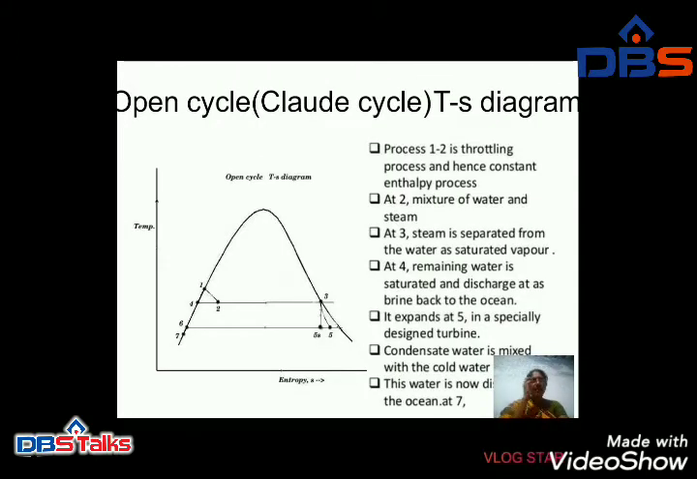In this TS diagram, when you observe, there are different parts. From 1 to 2 is a constant enthalpy process.